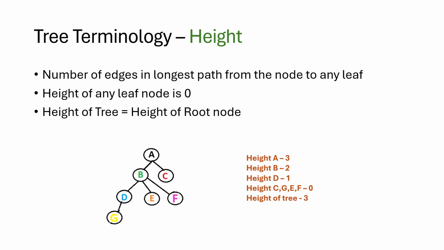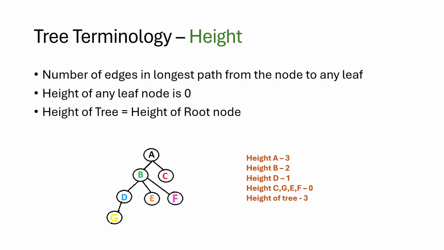Height is nothing but the longest path from the node to any leaf node, the longest path. So I can form a longest path from A to G. A to G has number of edges 1, 2 and 3. So the height of A is 3 because that is the longest path. A to E is also there, A to F also, or A to C also, but those are not the longest path. The longest path for node A is to G only.